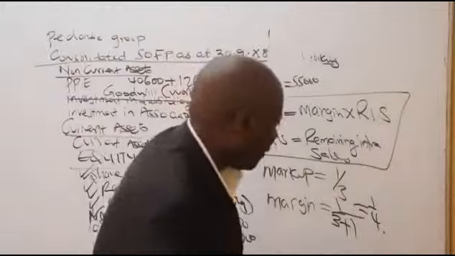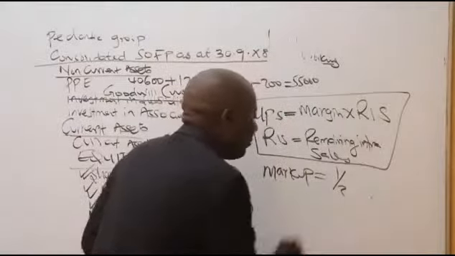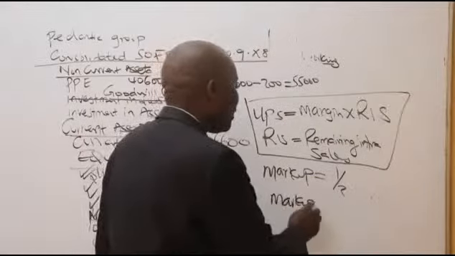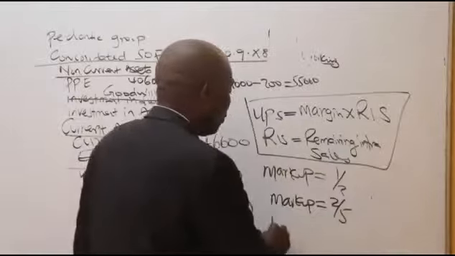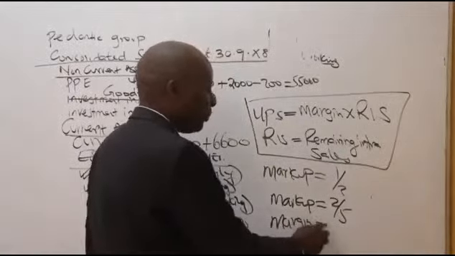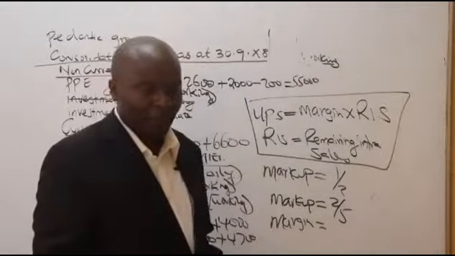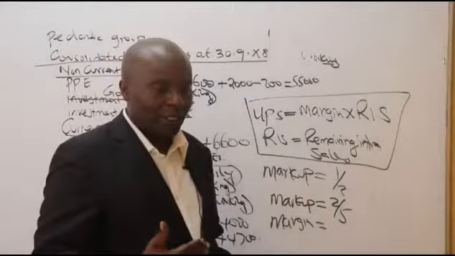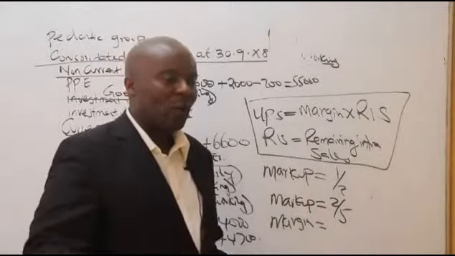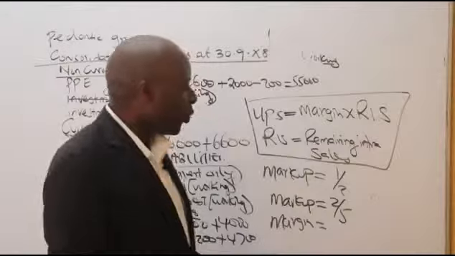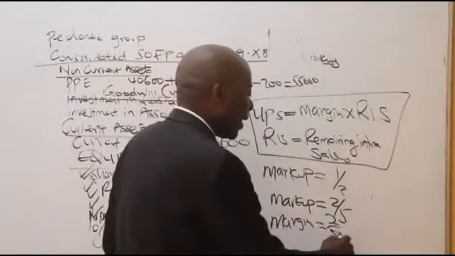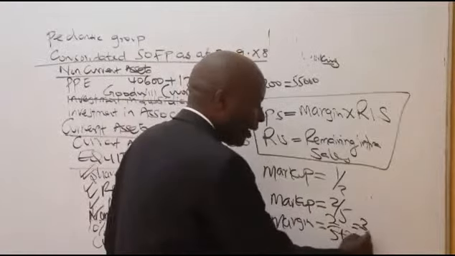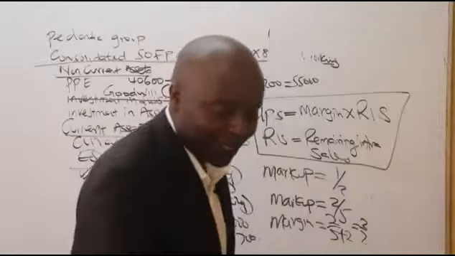Before I run away from this, what if markup was 2/5? What will be the profit margin? It will be 2/7. There are students who believe that to get the margin you always increase the denominator by 1. 1 is not a formula. We always take, in this case, 2/5, and then add the numerator to the denominator, which gives me 2/7.